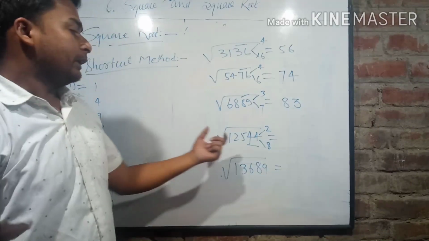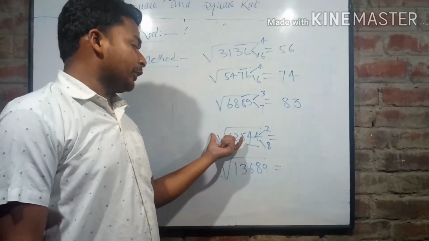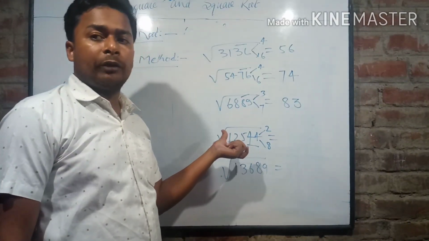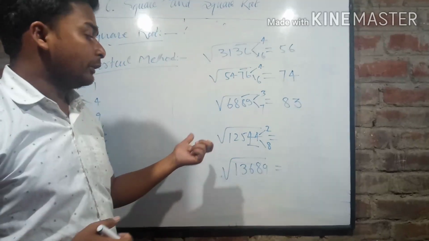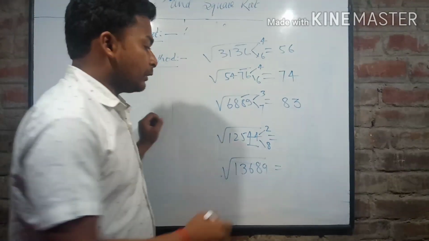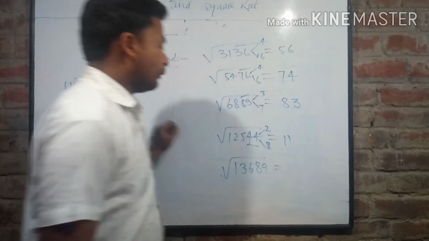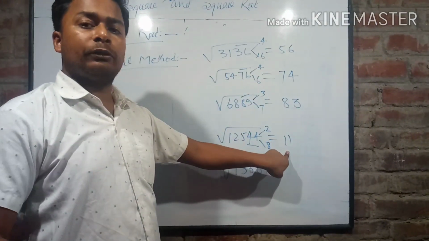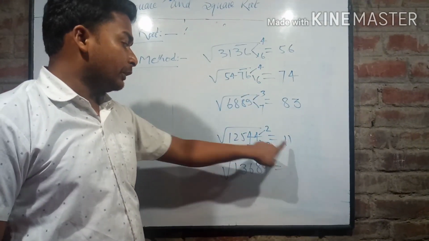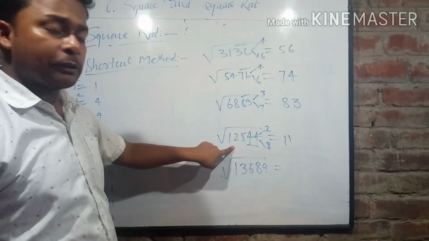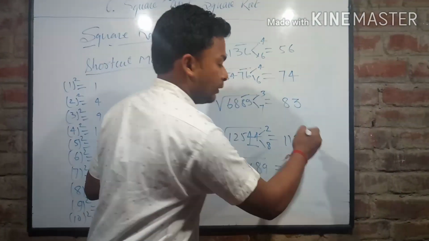2 plus 8 is 10. Now it is 125. And we know that 11 square is 121 and 12 square is 144. So 12 square is not applicable. So 11 is our fix. What is the next number after 11? 11 into 12 is 132. So our question is smaller. 125 is smaller, so the answer will be the smaller one.